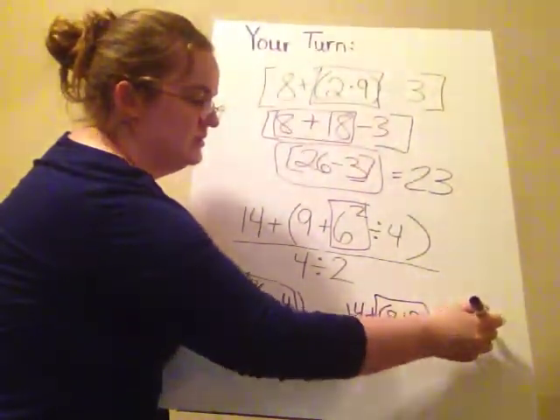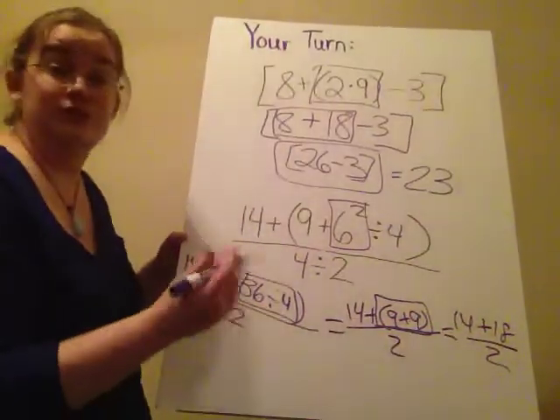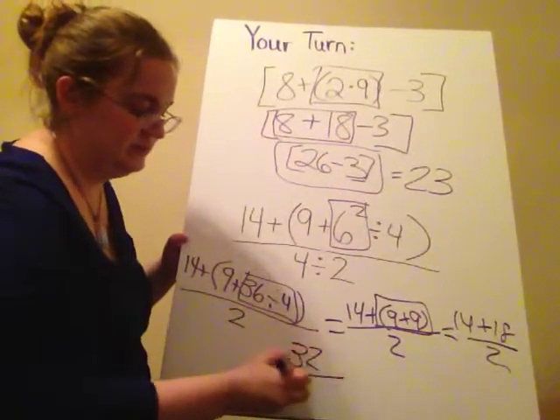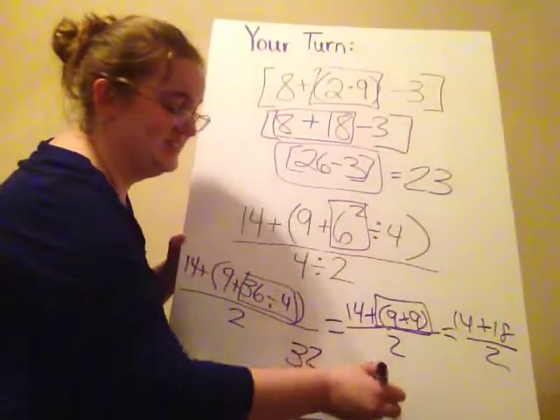So that would be 14 plus 18 divided by 2. So I go ahead and do 14 plus 18, and 14 plus 18 comes out to 32. And that 32 divided by 2 is 16.